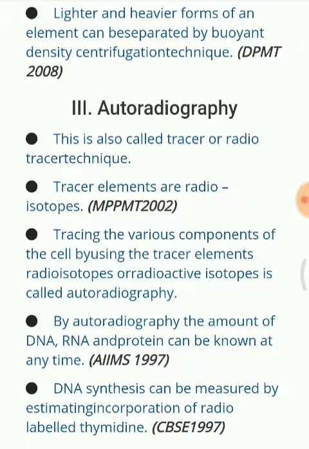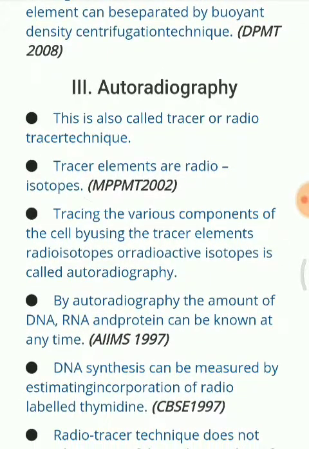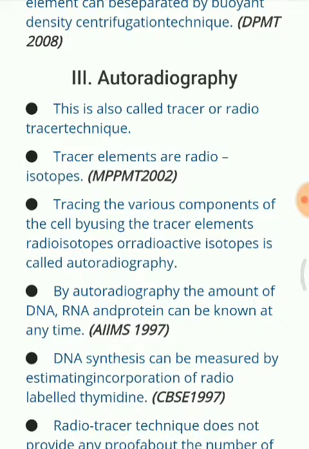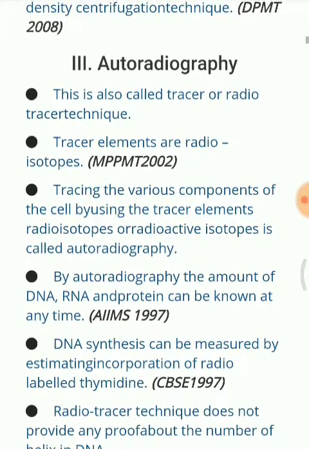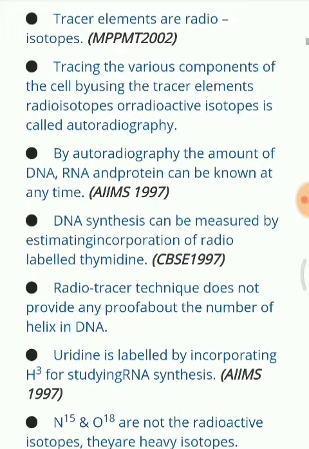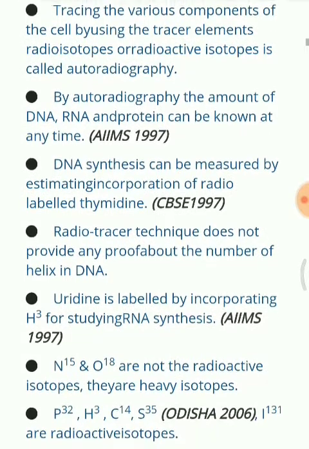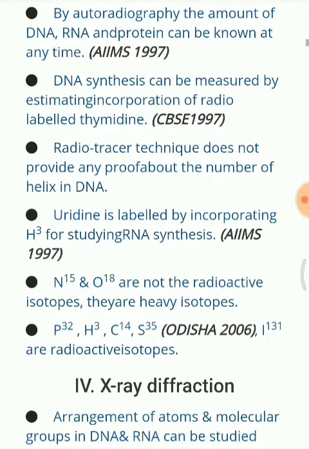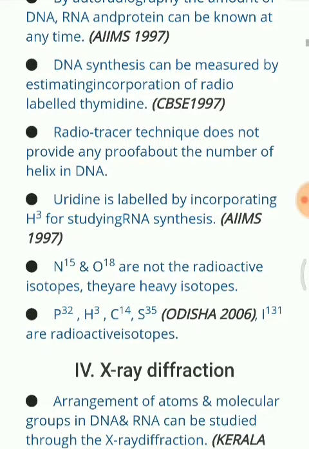Autoradiography. This is called the tracer or radiotracer technique. Tracer elements are radioisotopes. Tracing the various components of the cell by using tracer elements, radioisotopes or radioactive isotopes, is called autoradiography. By autoradiography, the amount of DNA, RNA, and protein can be known at any time. DNA synthesis can be measured by estimating the incorporation of radio-labeled thymidine. The radiotracer technique does not provide any proof about the number of helices in the DNA. Uridine is labeled by incorporating H3 for studying RNA synthesis. N15 and O18 are not radioactive isotopes, but they are heavy isotopes.